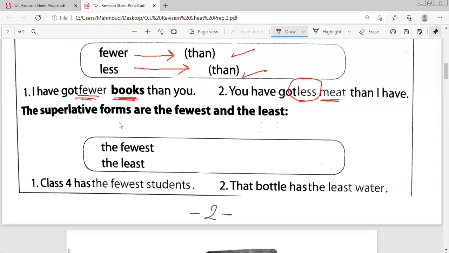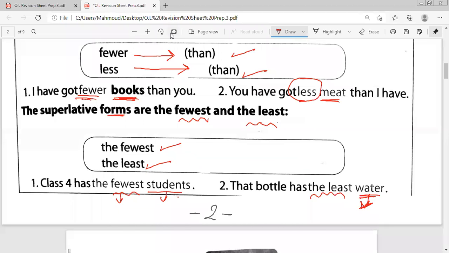What about the superlative? The superlative forms are the fewest and the least. The fewest, we'll use it with countable nouns like students, and the least with uncountable nouns. Like, class 4 has the fewest students. Students here is countable, so we will use the fewest. And the word water, that bottle has the least water. Water here is an uncountable noun, so we'll use the least with it.